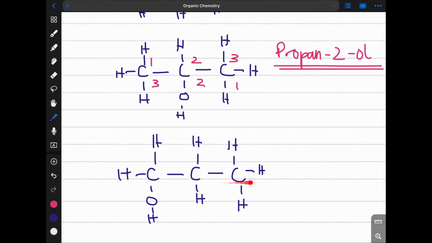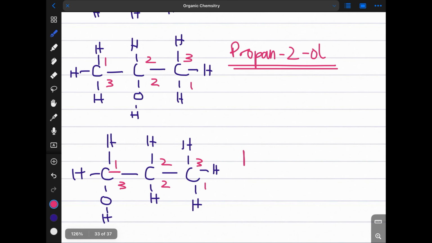The longest chain is this one. We're going to start numbering from here. 1, 2, 3. And we're going to do the opposite. 1, 2, 3. Now as you can see, this carbon atom is with the functional group, and the least number that it's getting is 1. So we are going to use 1 to name our isomer.